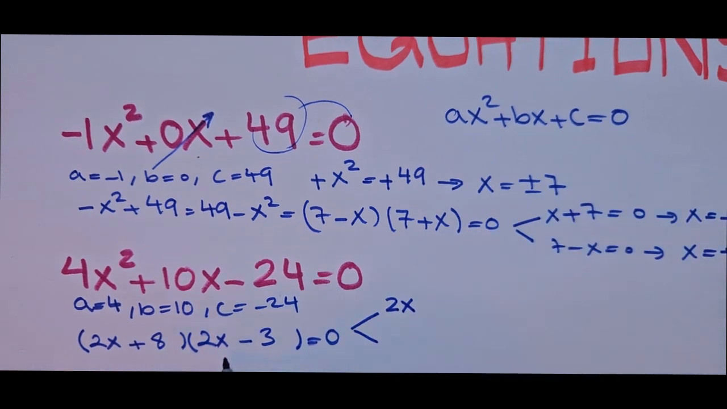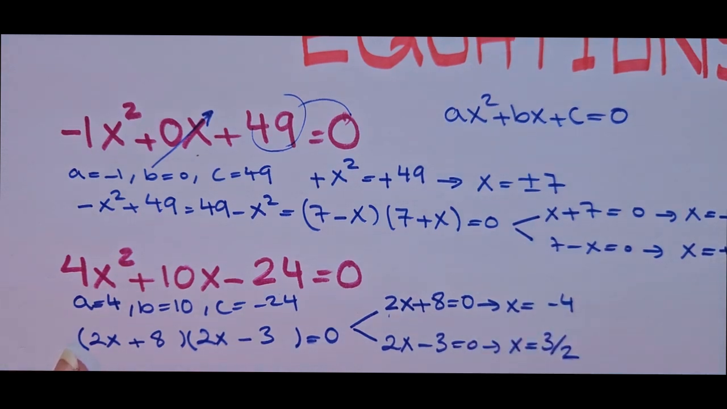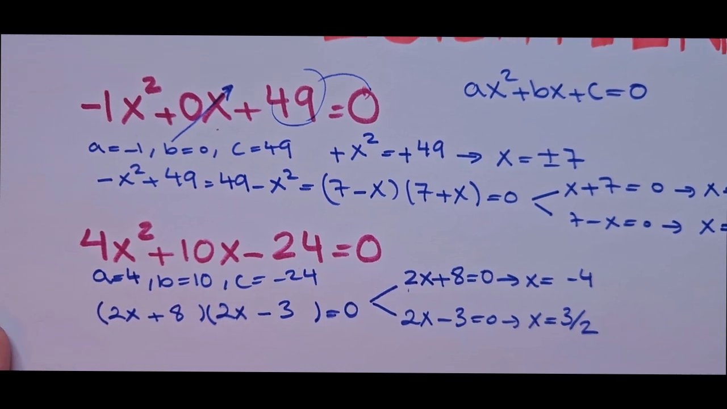When these two are multiplied together and the answer is 0, that means any of those can be a potential answer. So if the first bracket is 0, we get x is equal to negative 4. And if the second bracket is 0, then we get x is equal to 3 over 2. So now you have two answers, and that is what you expected because it's a quadratic equation.